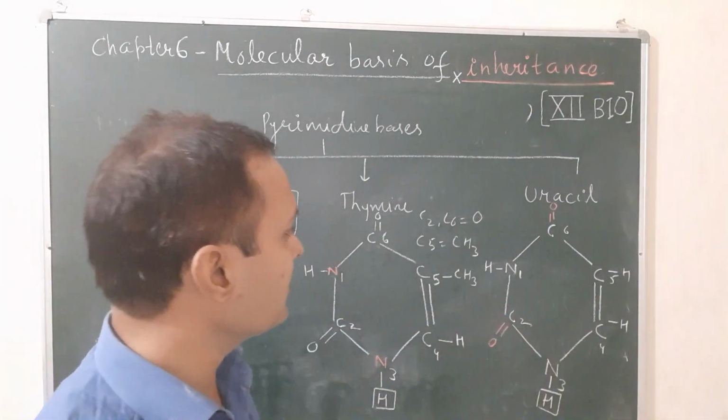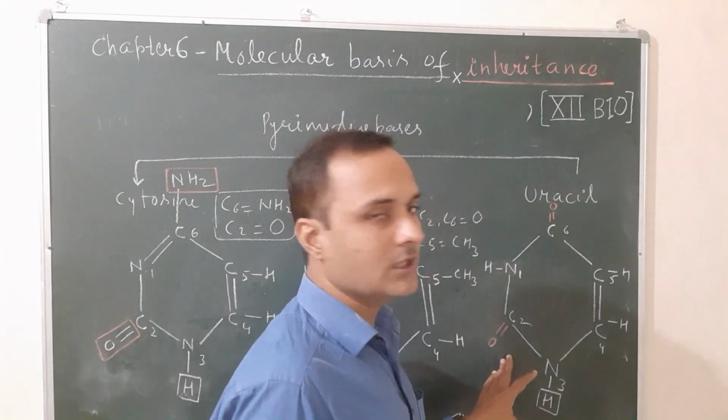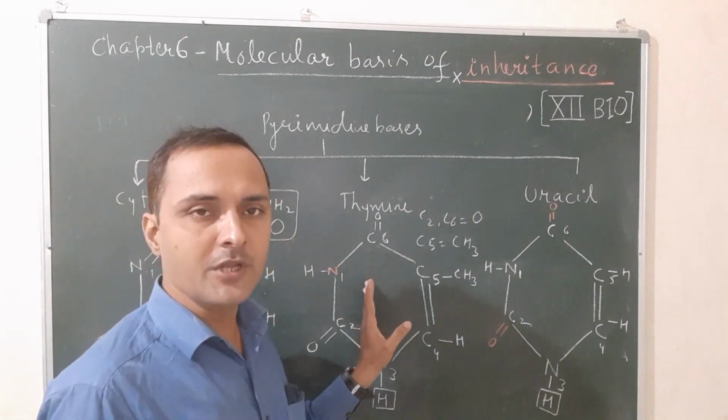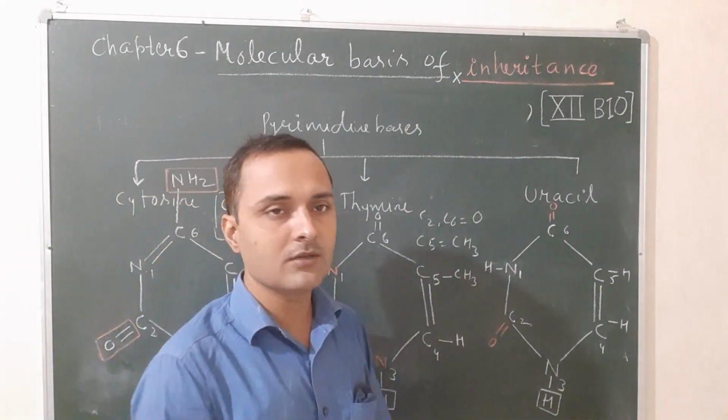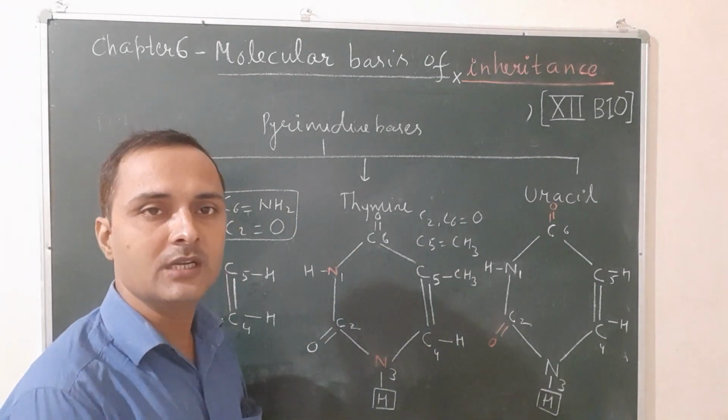So what is the other name of uracil? 2,6-dioxy pyrimidine, also known as uracil. Out of the 3 bases, thymine is only found in DNA and uracil is only found in RNA. So this is all about the structure of pyrimidine bases.